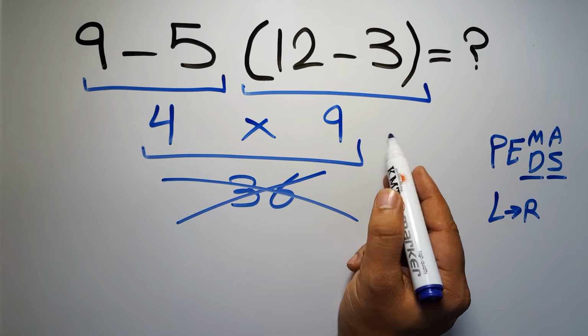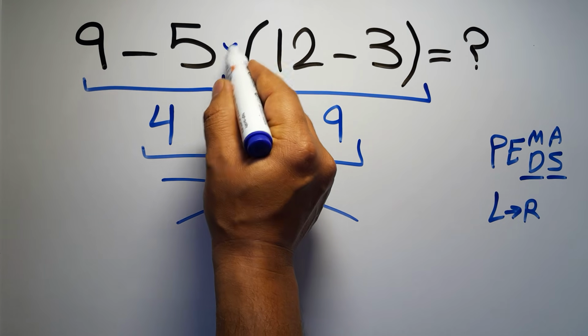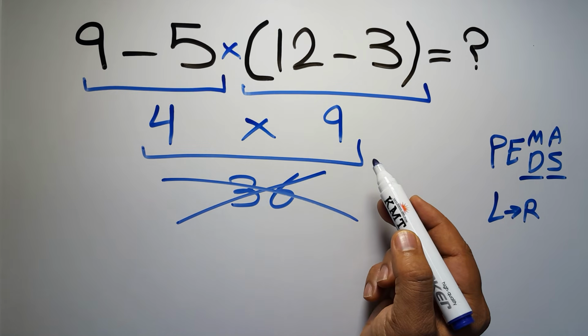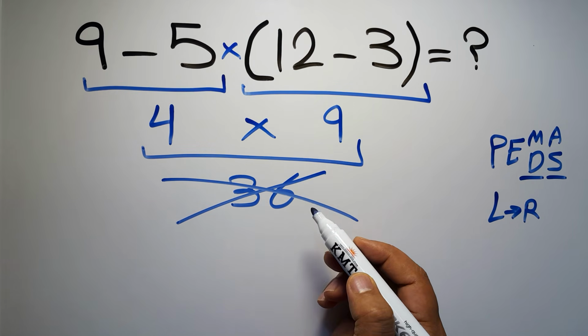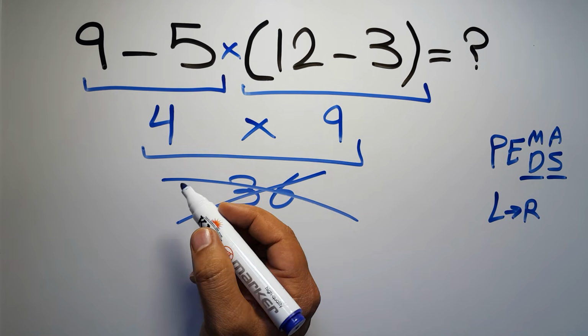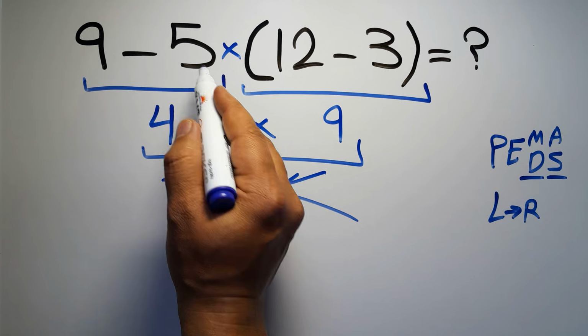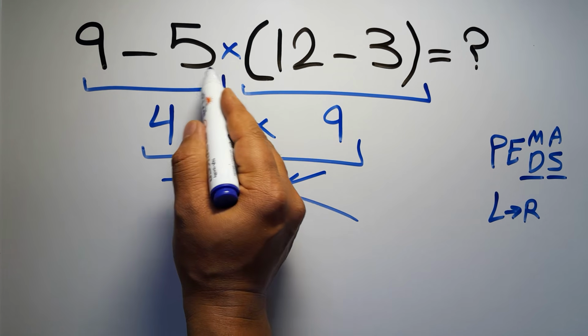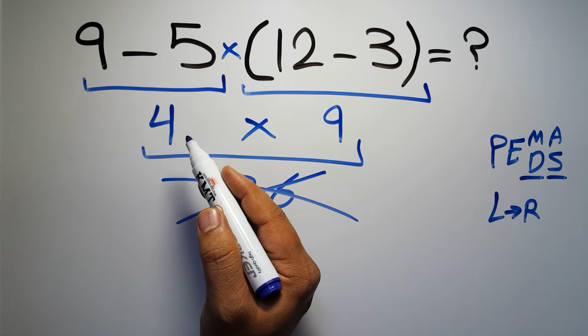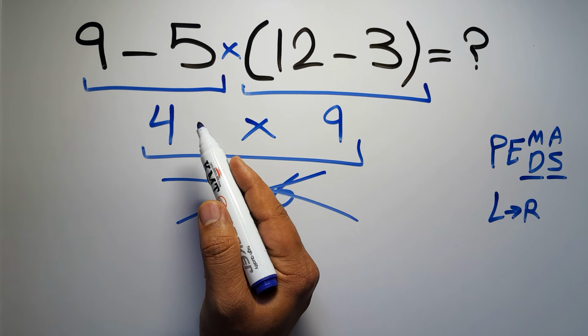In this expression, we have one subtraction, one multiplication, and one parenthesis. Inside this parenthesis, we have one subtraction. Here we have a multiplication because in mathematics when a number is placed next to parentheses it means multiplication, and we usually don't write the multiplication sign for brevity.